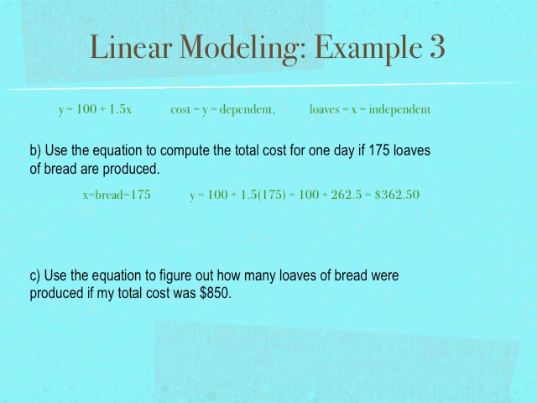Okay, how many loaves of bread were produced if my total cost was $8.50? Notice it says how many loaves of bread. It's asking about x. It gives me the total cost, which is y, so I put $8.50 in for y, solve for x, and I get 500 loaves of bread.